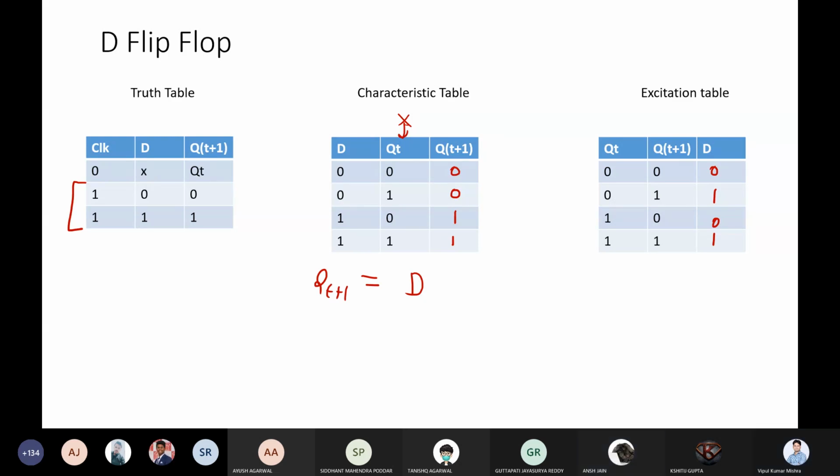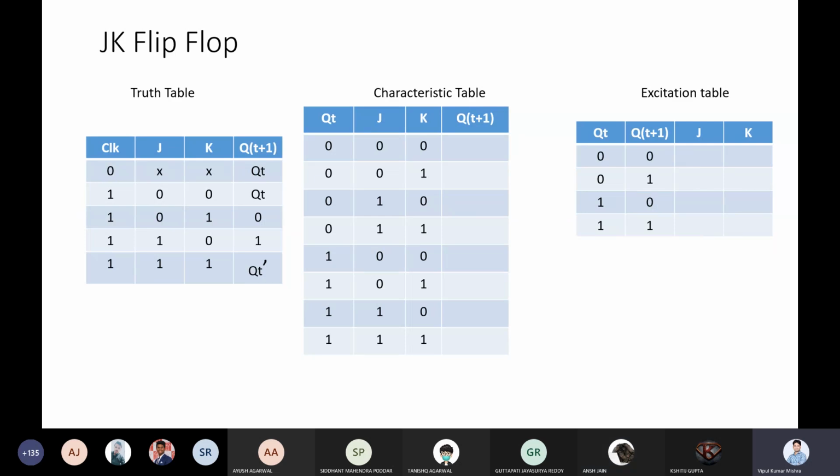Cool. Now let's look into the JK flip-flop. Again, just take 2 minutes, or let's say 3 minutes, fill the values and find out the equation as well.